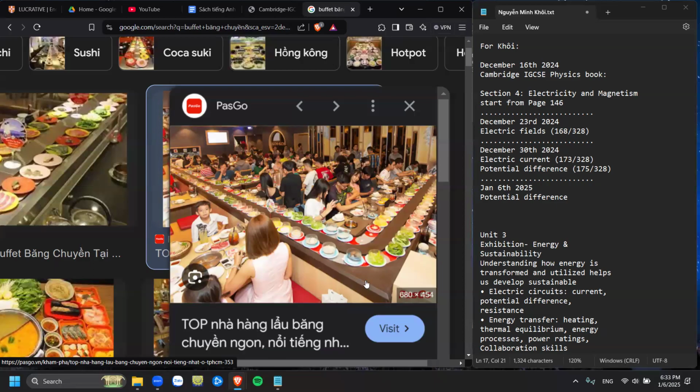Wait, can you order the food? I think yes, you can actually order more food besides these.